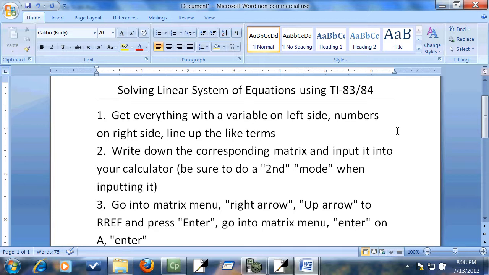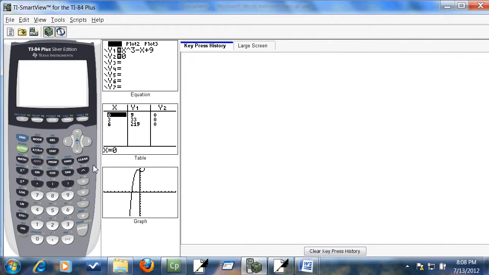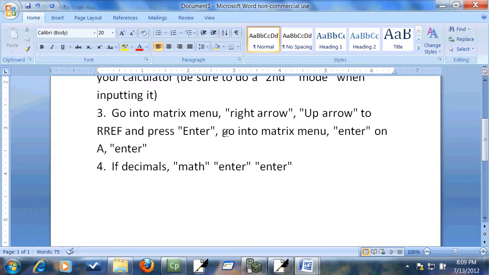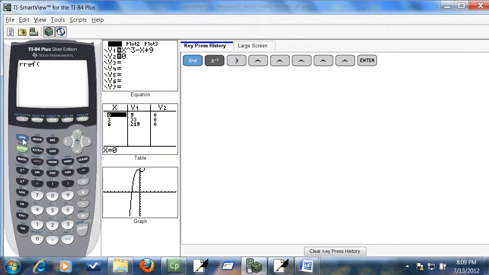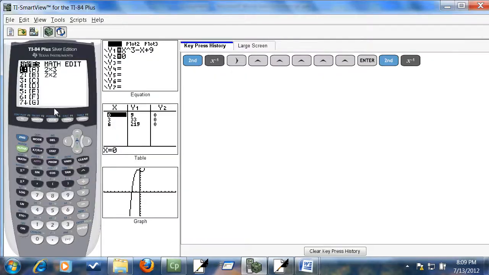Okay, step 3. Go into the matrix menu again. So we're going to, let me clear that out. We'll do second, x to negative 1. Then it says right arrow. We're right arrowing to math. And then up arrow to RREF. So I'll push up arrow a few times until my cursor gets up to RREF, and then push enter. Then it says go back in your matrix menu, second, x to negative 1, and enter on A. Now A is already highlighted, so it's under name, so you just press enter. And then it says you press enter again.